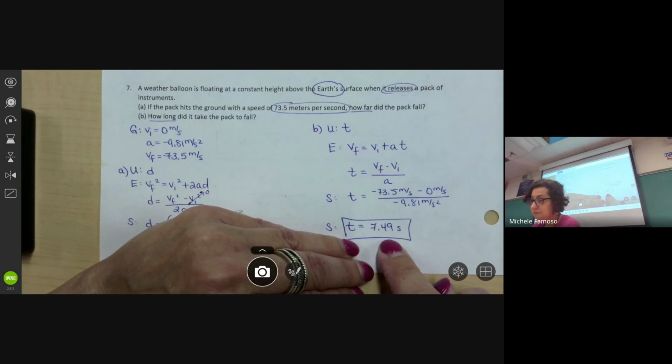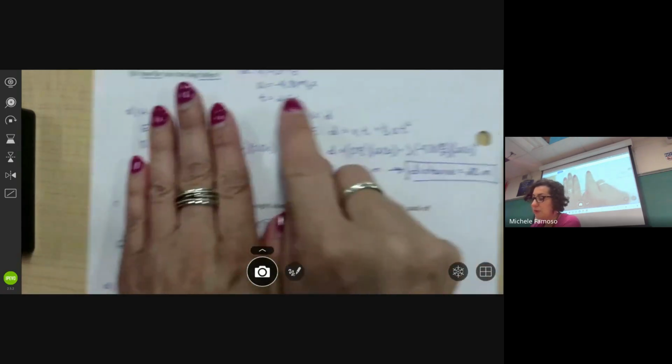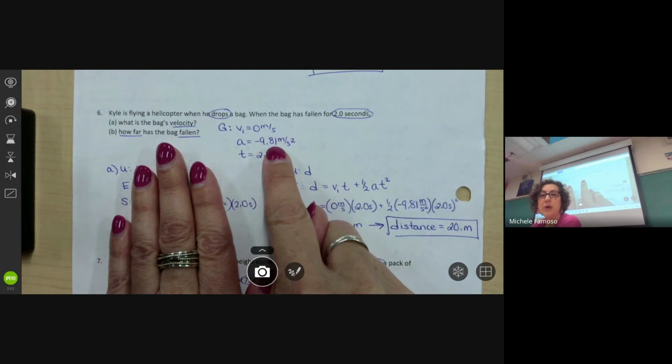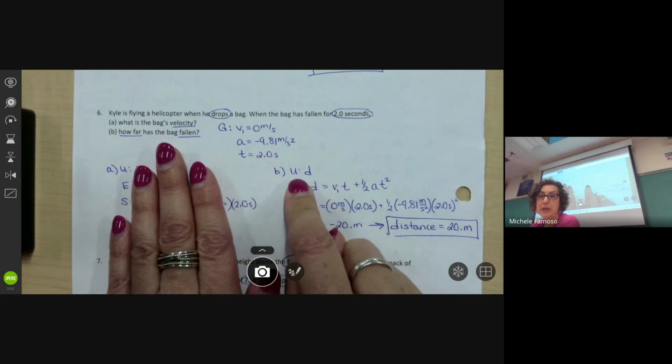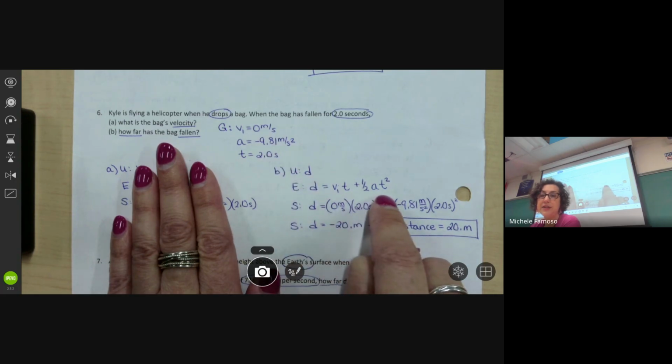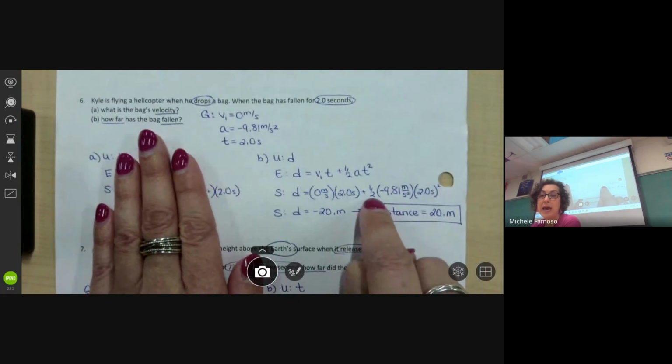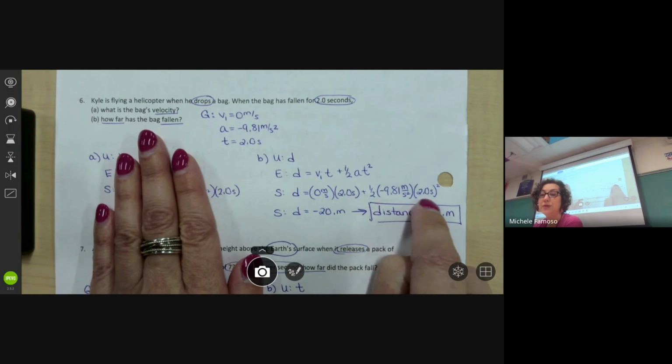Yep, Nikolai? 6B. Okay, so these are the givens for number 6. The VI is 0 meters per second. The A is negative 9.81 meters per second squared, and the T is 2.0 seconds. You're looking for D. The equation that has VI, AT, and D is VIT plus half AT squared. The VIT is going to drop out. So I would be doing half of negative 9.81 meters per second squared times 2.0 seconds squared.